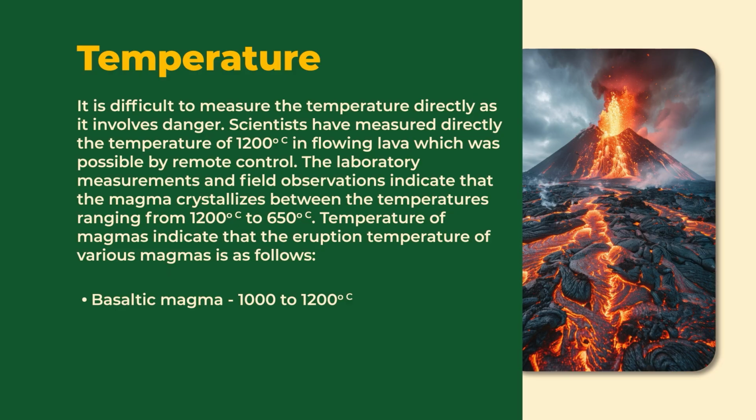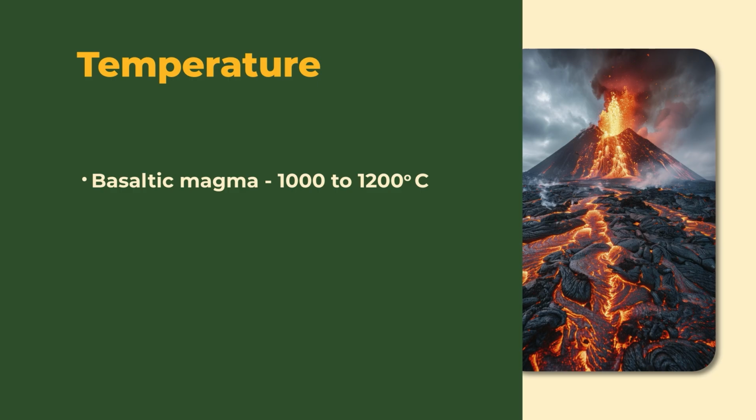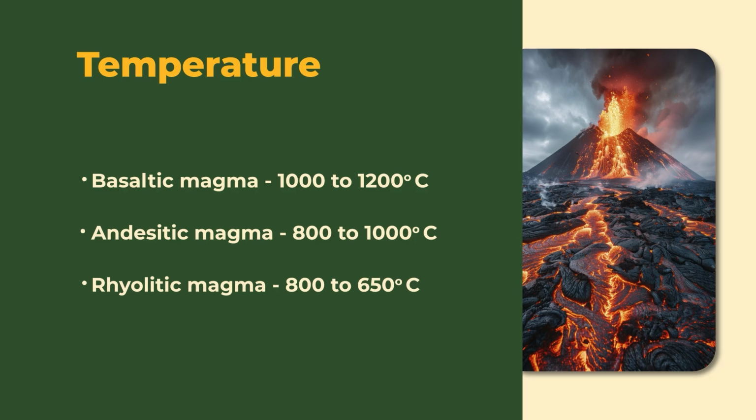Basaltic magma crystallizes between 1000 and 1200 degrees centigrade. Andesitic magma crystallizes between 800 and 1000 degrees centigrade, whereas rhyolitic magma crystallizes between 800 and 650 degrees centigrade.